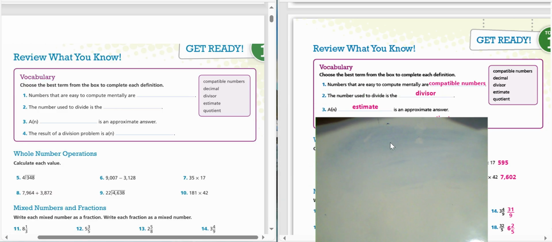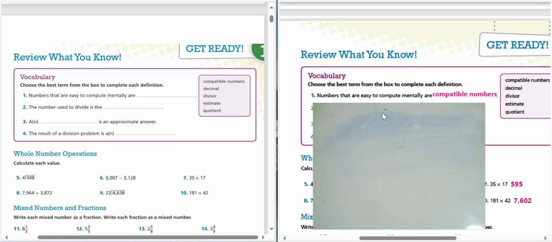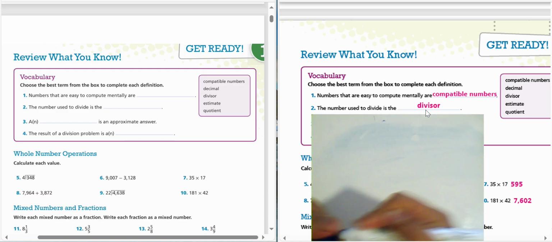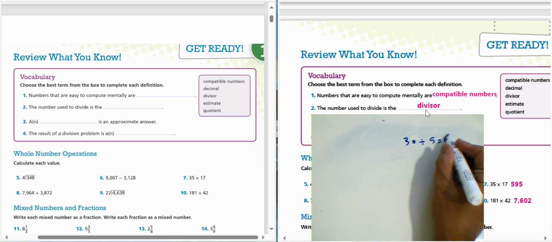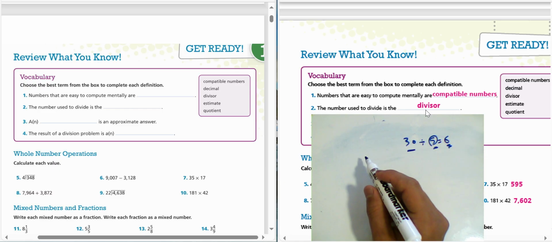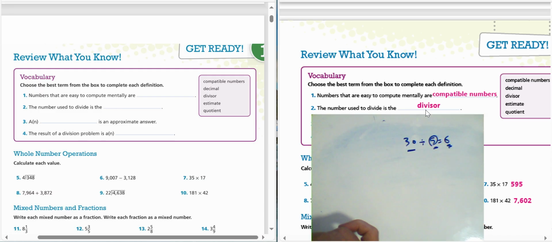And next question, number 2. The number used to divide is the divisor. The number used to divide, we call it the divisor, like 30 divided by 5 equals 6. 6 is the quotient and 5 is the divisor, and 30 we call the dividend. He asked about the number used to divide, it is the divisor. We can write here divisor.